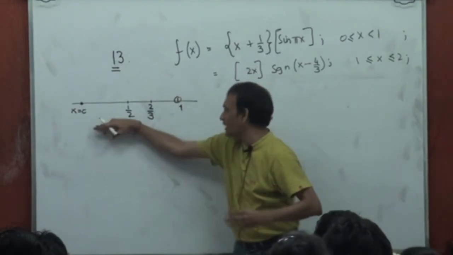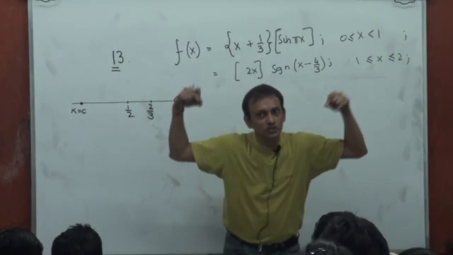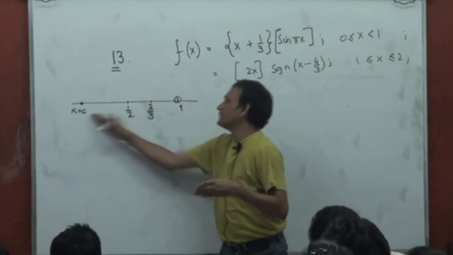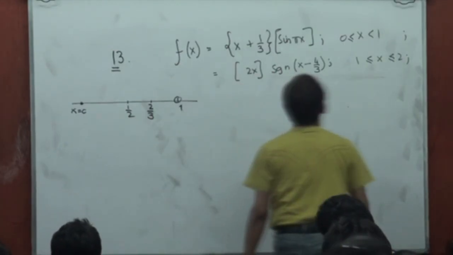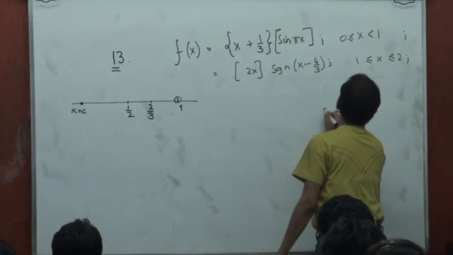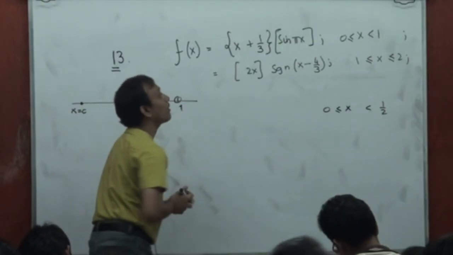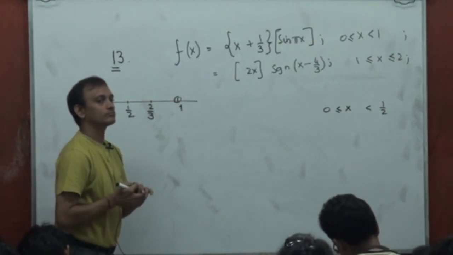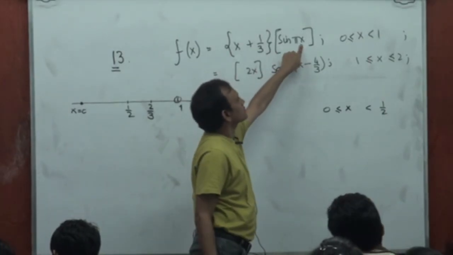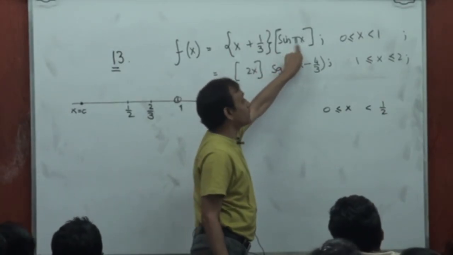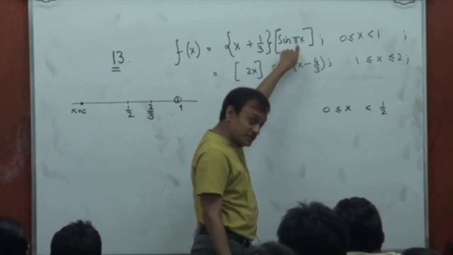That's the rule. Once you have spread out these points, these nodes where the constituent functions of the line will change behavior, then the intervals will be like 0 to half, half to 2/3, 2/3 to 1 and so on. When x is greater than or equal to 0 but less than half, sin pi x will lie between 0 and pi by 2. Sin pi x will lie between 0 and 1.